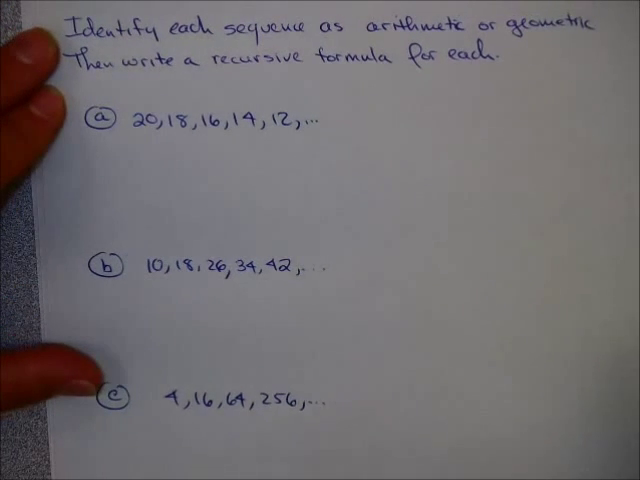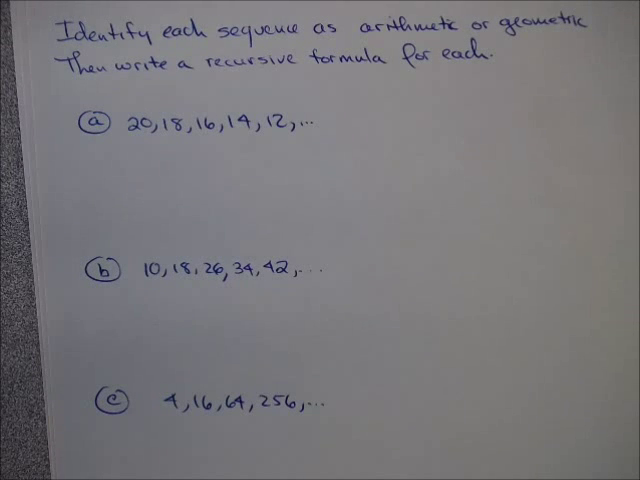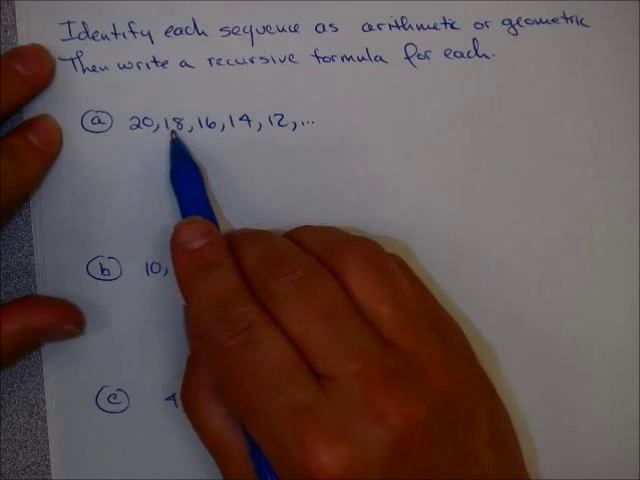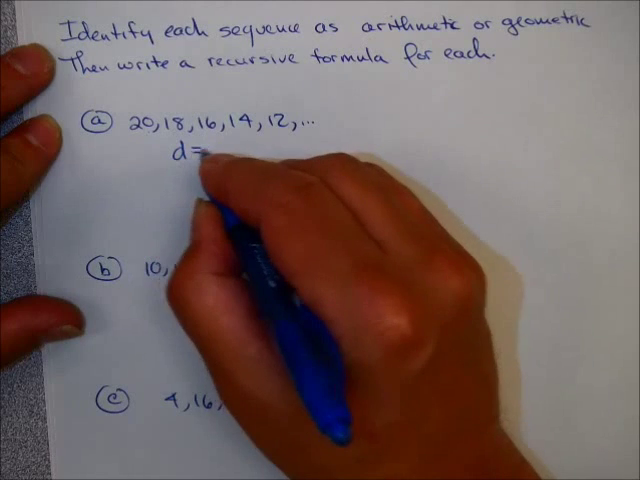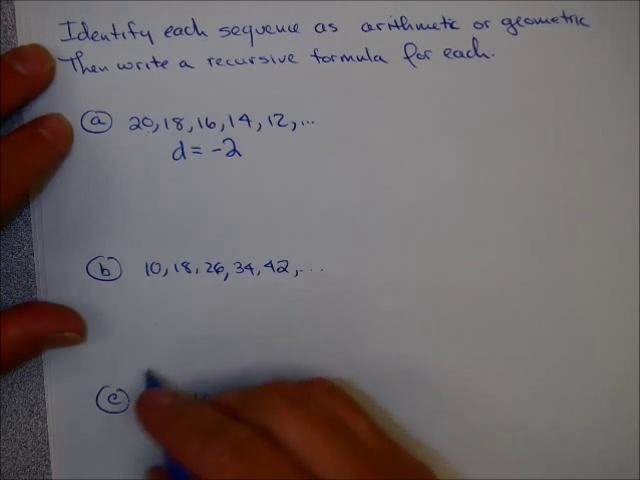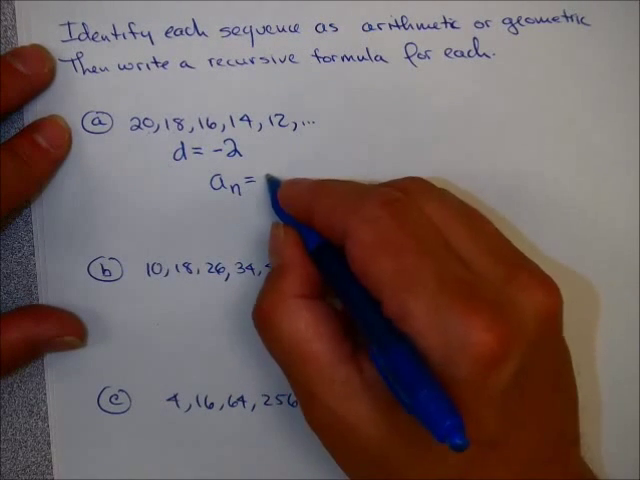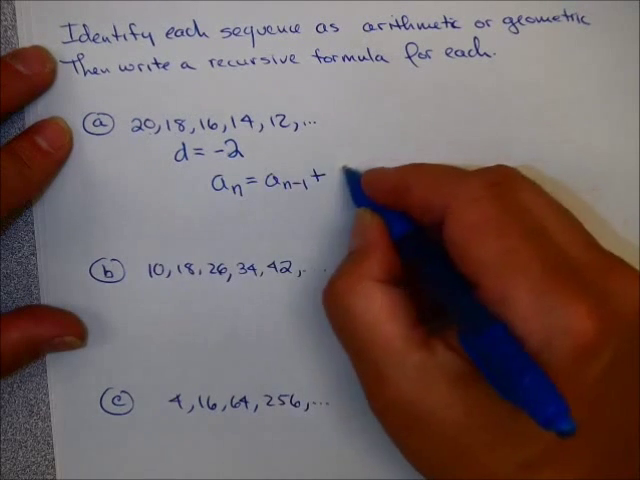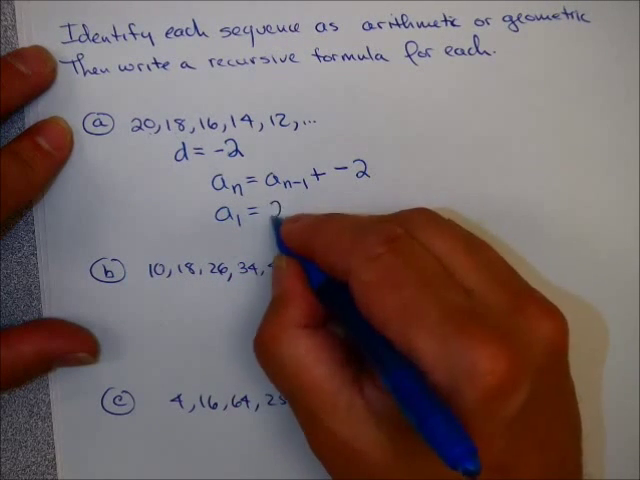So let's do some problems from WebAssign. I'd like to identify each sequence as arithmetic or geometric, and then write a recursive formula for each. So here we have 20, 18, 16, 14, 12. It's pretty clear this is arithmetic with a common difference of -2. We're subtracting 2 each time. So a recursive formula will be a sub n equals the previous term plus the common difference, which is -2. And the first term, of course, is 20.